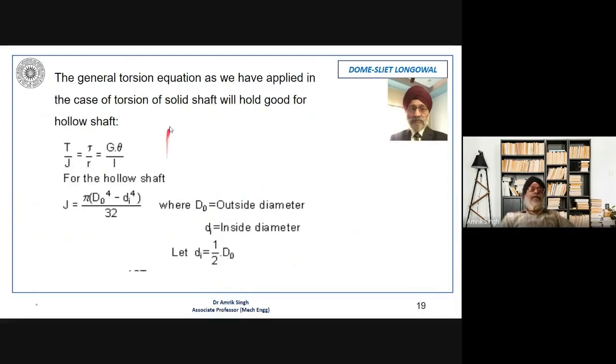So now you see the general torsion equation which we have applied in the case of the solid shaft. This will hold good for the hollow shaft also. Only thing is, instead of J, we will put pi by 32 into (DO to the power 4 minus DI to the power 4). DO is the outer diameter, DI is the inner diameter. Let DI be DO by 2.